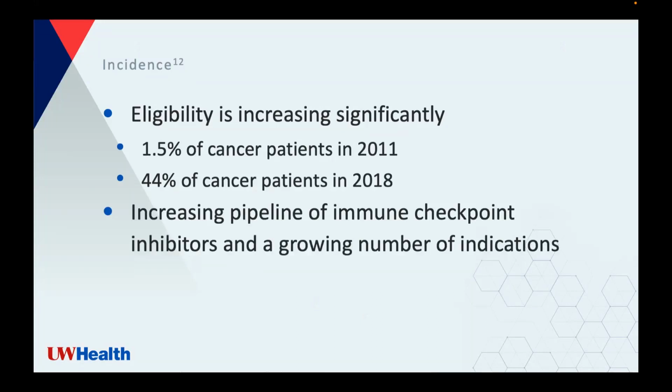So then the question is, why are we telling you this? Not everybody is an oncology pharmacist. However, the eligibility for using these medications is significantly increasing. In 2011, only 1.5% of cancer patients were eligible for these treatments. And as recent as 2018, 44% of cancer patients have now been eligible for this class of medications. Additionally, there's an increasing pipeline of these immune checkpoint inhibitors and a growing number of indications for the ones that are currently present.